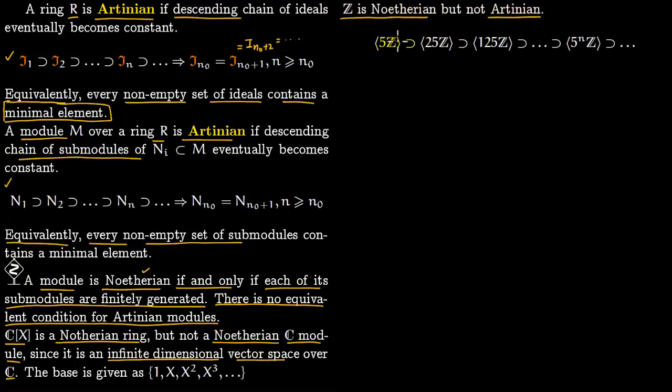So you have this 5Z is contained within 25Z. So this is 5 square. This is contained within 5 cube Z all the way to 5 to the n Z and so on.